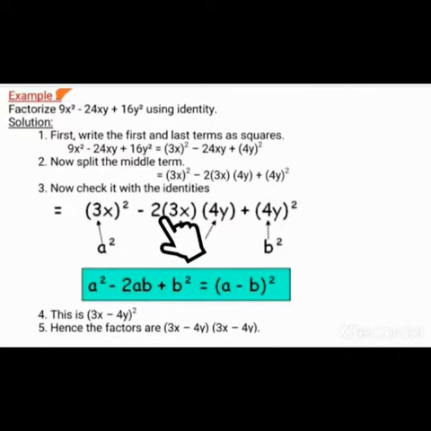And the middle term is 2 multiply a multiply b, so a square minus 2ab plus b square is equal to (a minus b) whole square. This is (3x minus 4y) whole square. Hence the factors are (3x minus 4y) multiply (3x minus 4y). It means 2 times, because here the exponent is 2. So (3x minus 4y) whole square means 2 times (3x minus 4y).